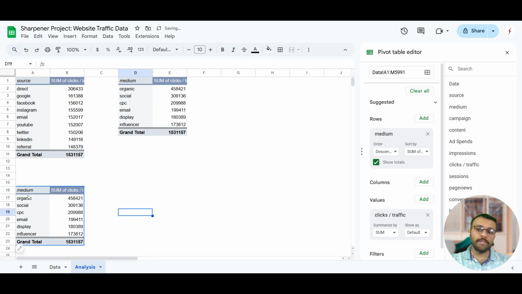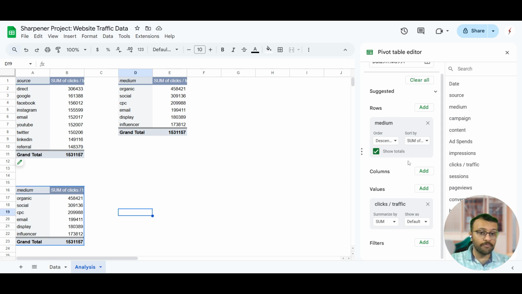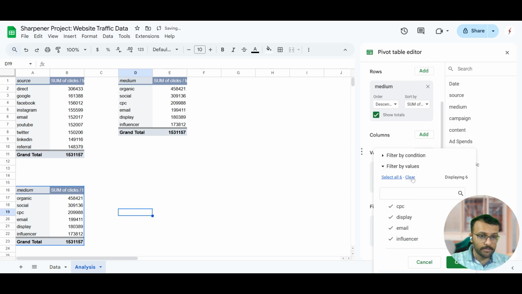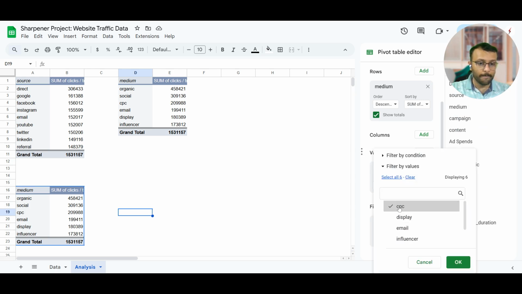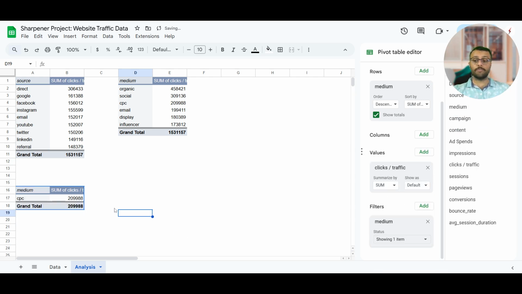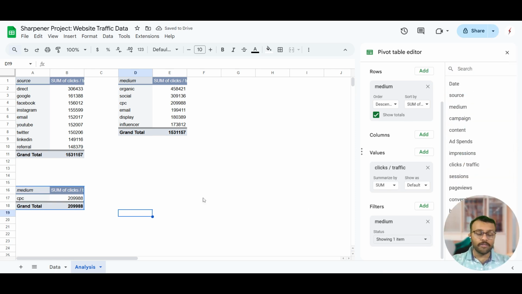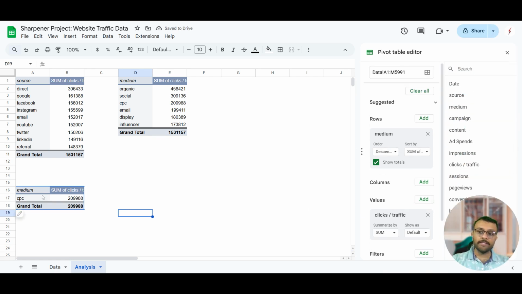So ads are basically what we call the medium as CPC. So we need to filter out only the ones with the medium CPC. We select it over here, we clear CPC and click. Alright, only CPC. Now after this, we want to analyze it by breaking the ads by their source, okay? So we move it over here and we click on source.